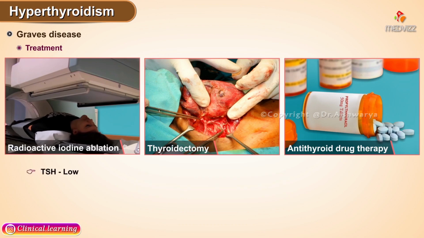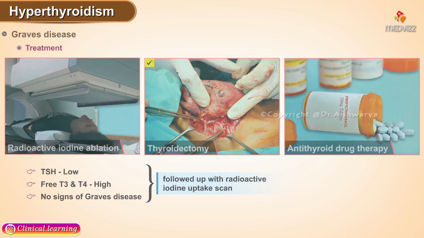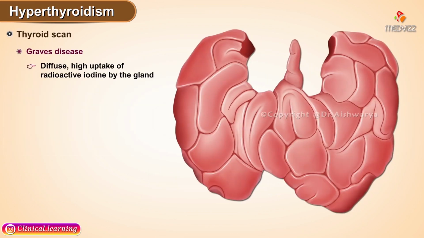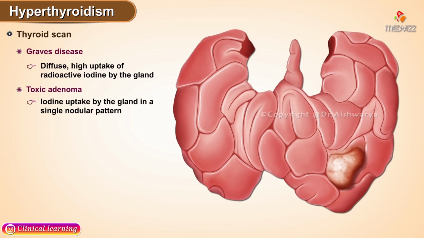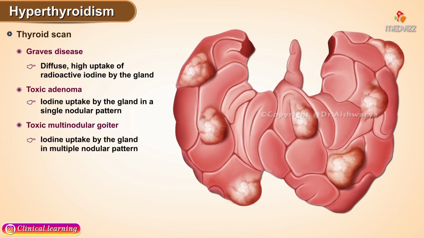If the levels of the TSH are low and free levels of T3 and T4 are high with no signs of Graves' disease, the patient should be followed up with a radioactive iodine uptake scan. If there is a diffuse high uptake of radioactive iodine by the gland, a diagnosis of Graves' disease is made, and if it is more nodular in pattern, a diagnosis of toxic adenoma if a single nodule, or a diagnosis of multinodular goiter if there are multiple nodules seen on radioactive iodine uptake scan is made.